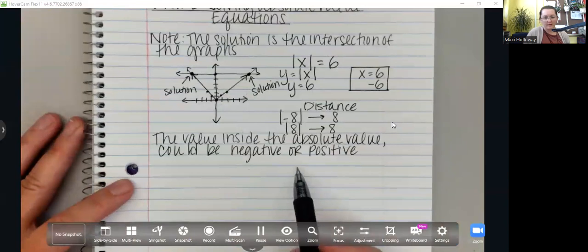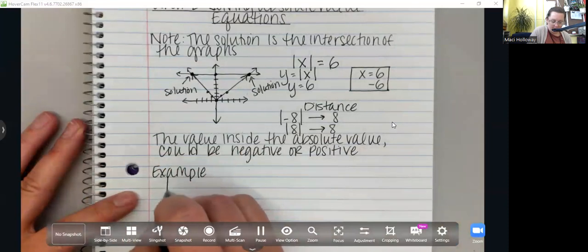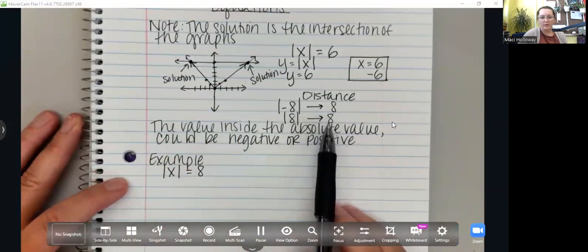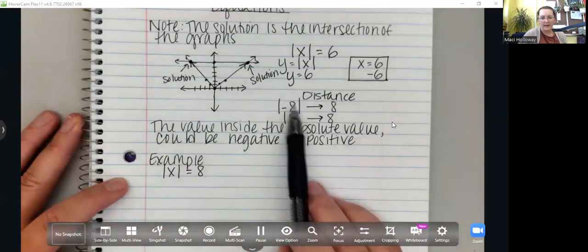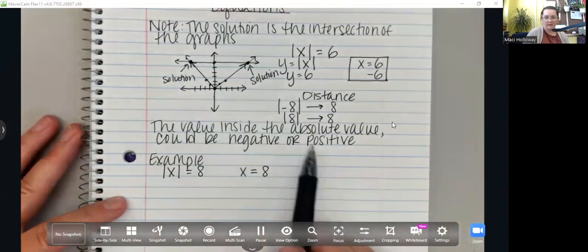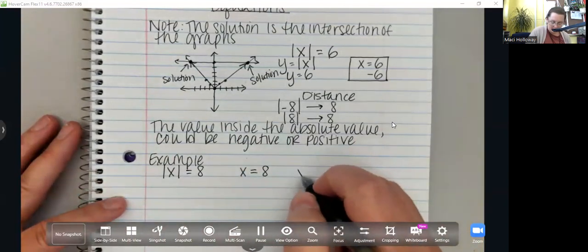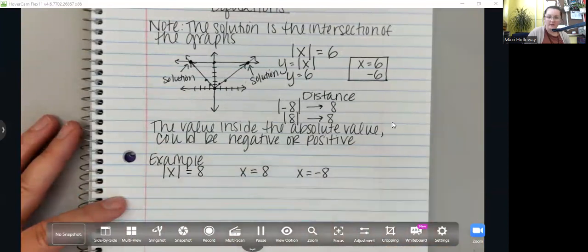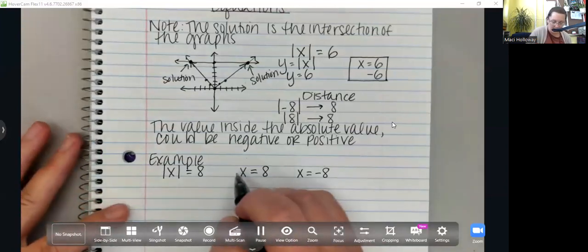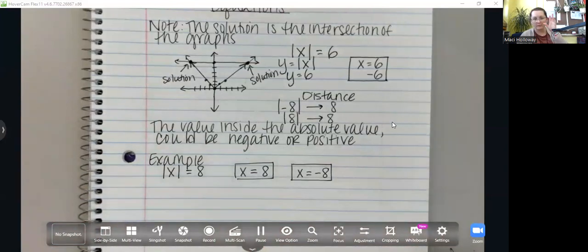So let's turn this around. Here's an example. If I said the absolute value of x equals 8, what could x equal? Well, x could equal positive 8, because the distance from 0 to 8 is 8. But the distance from negative 8 to 0 could also be 8. So both of these answers are correct. We have two answers.